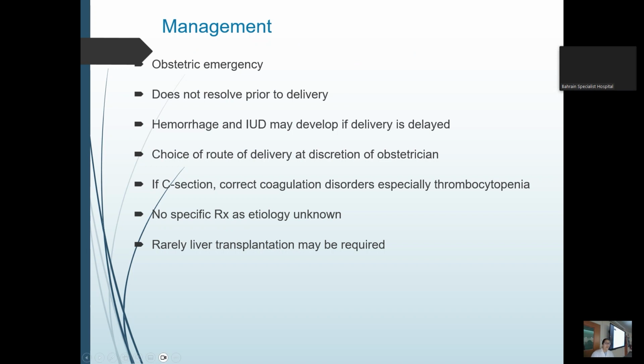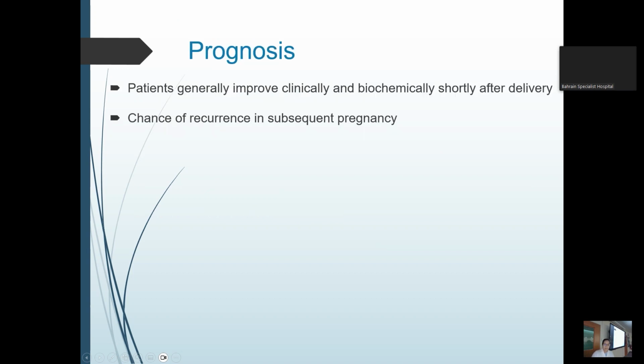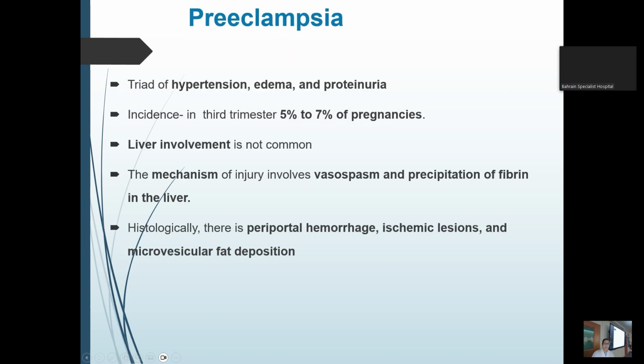It does not resolve prior to delivery. So hemorrhage and intrauterine death may develop if the delivery is delayed. So the choice of route of delivery is completely the obstetrician's opinion. If a C-section is done, then correct the coagulation disorder, especially thrombocytopenia. No specific treatment as etiology is unknown. Rarely liver transplantation may be required. Prognosis: the patient generally improves clinically and biochemically shortly after the delivery. Chance of recurrence in a subsequent pregnancy is there.